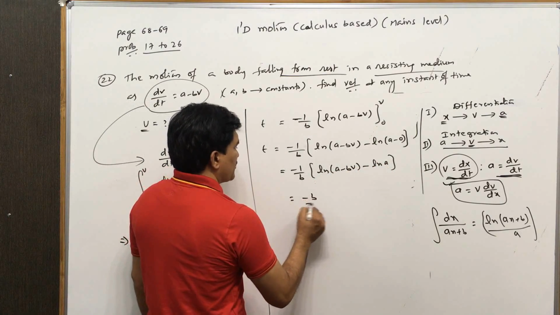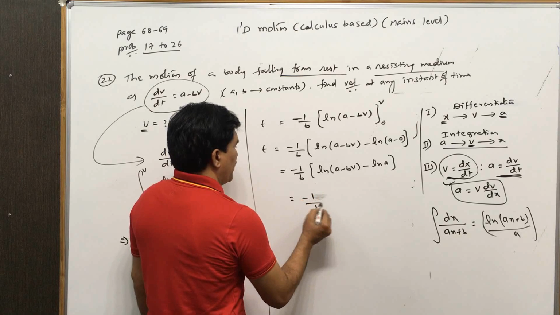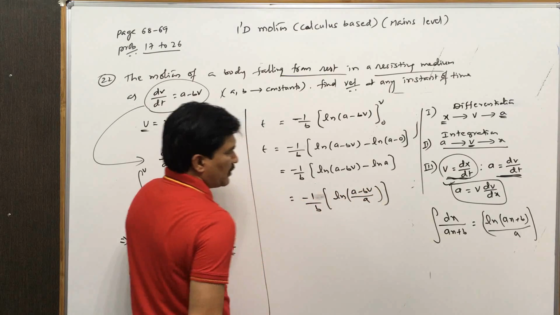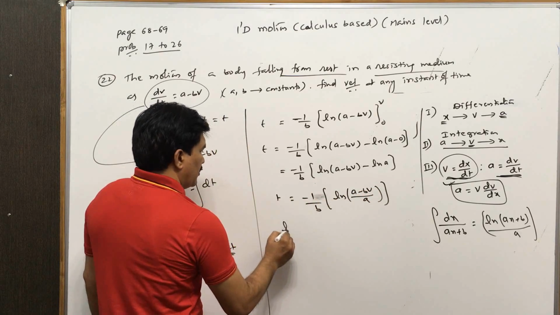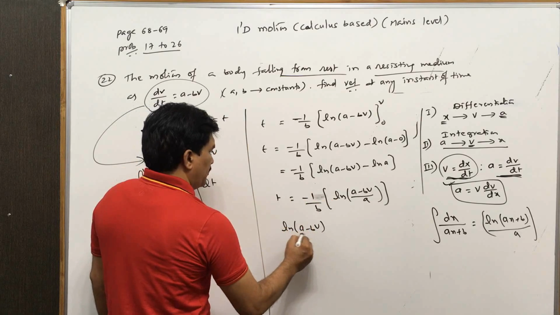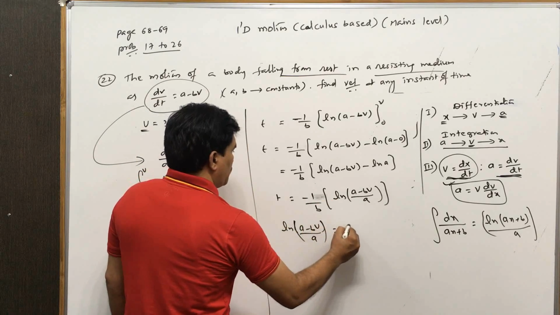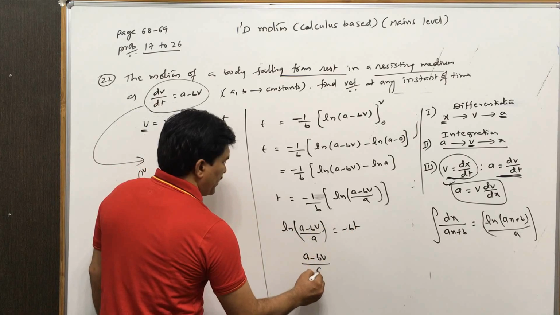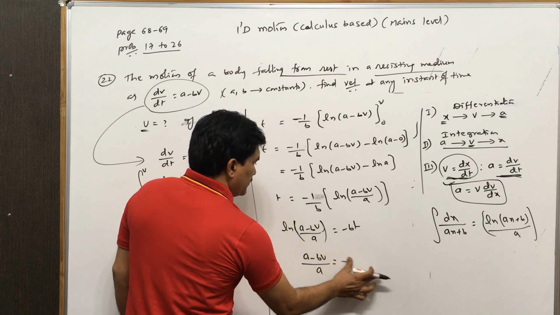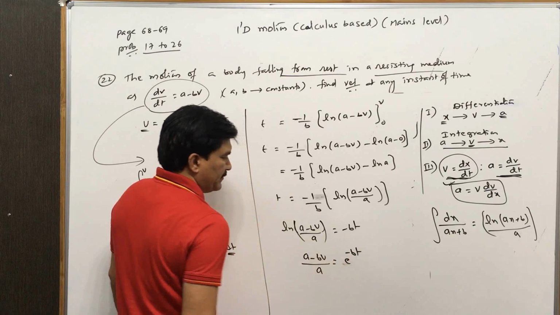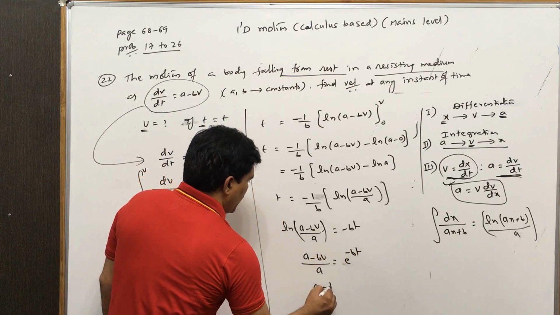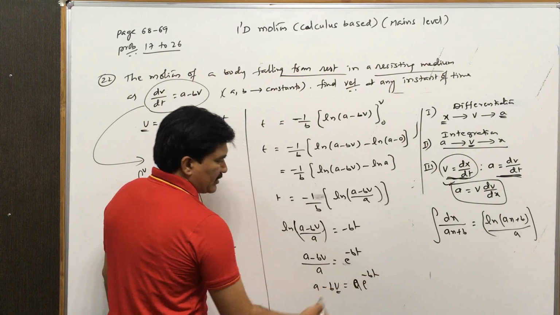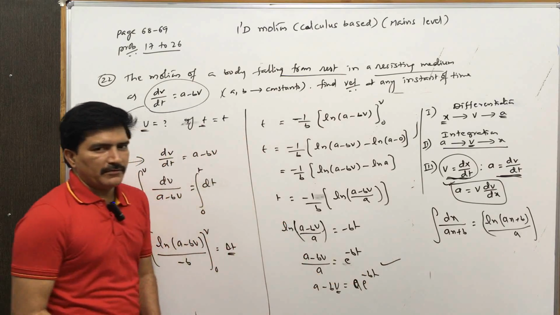So, I can write this one as minus 1 by b times log of a minus bv by a. Then from this, log of a minus bv by a is equal to minus bt. From the definition of logarithm, I can write a minus bv by a is equal to e power minus bt. By solving this, making v the subject, you will get the v value. That is about the required one.